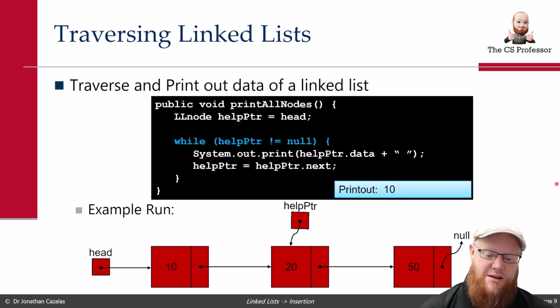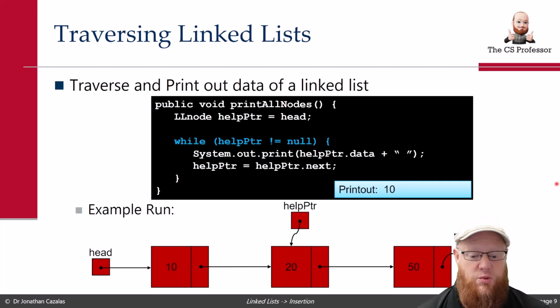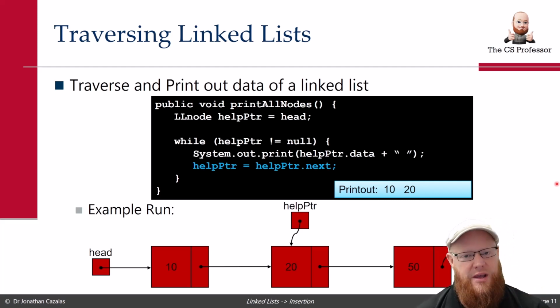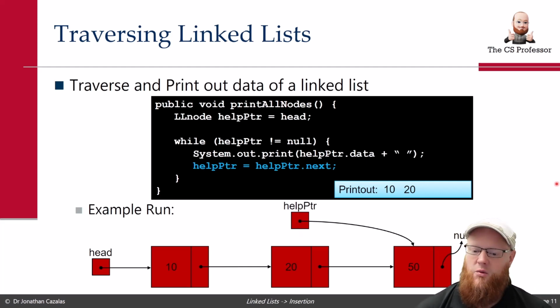It does a little dance there, as you see. It's pointing to an actual node. We enter the while loop, we print that node, we print 20, and we do what? We take one step down the list. Pretty straightforward, right?